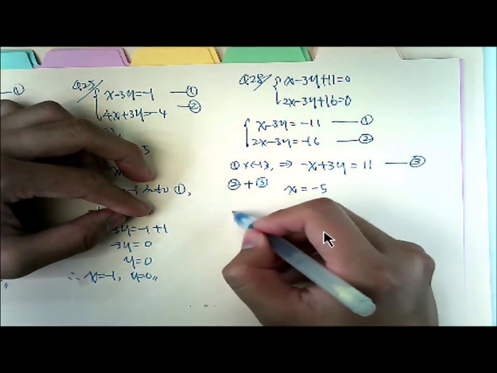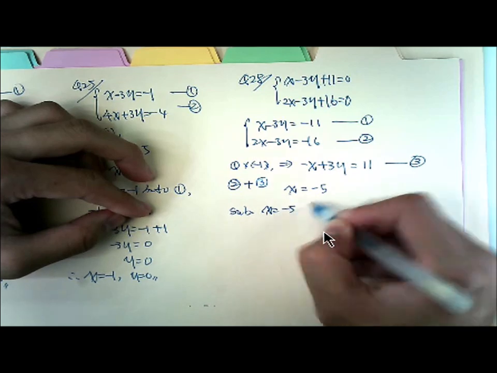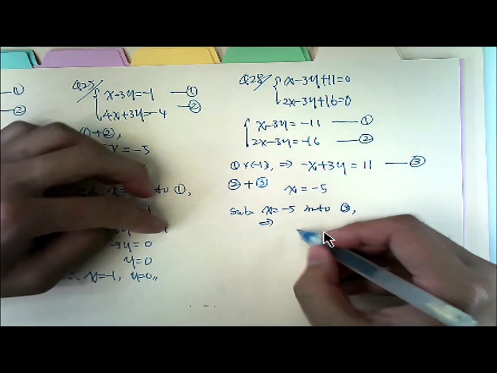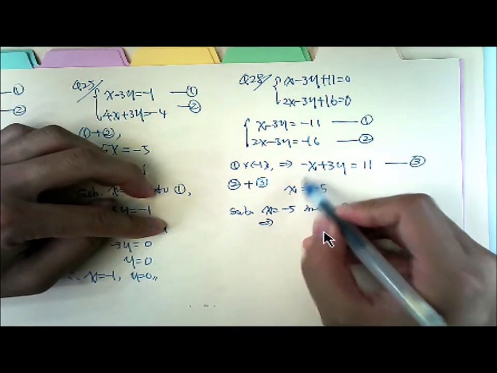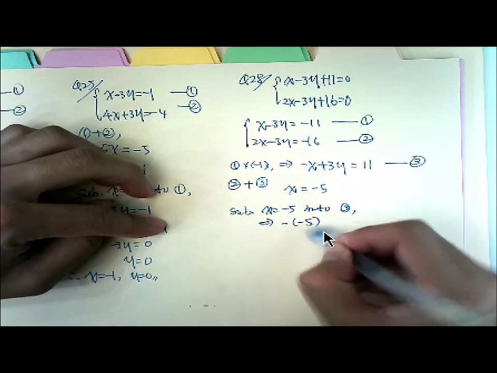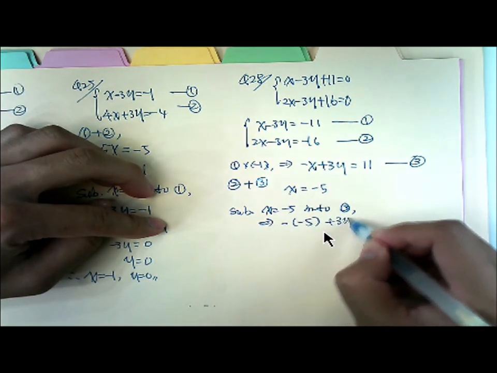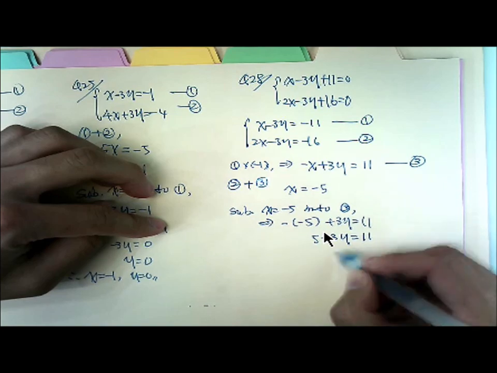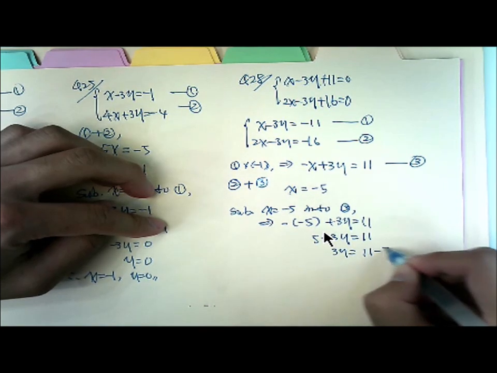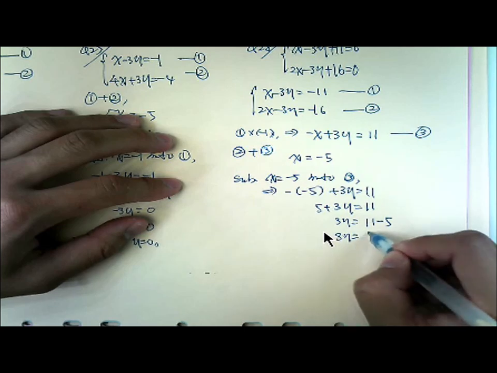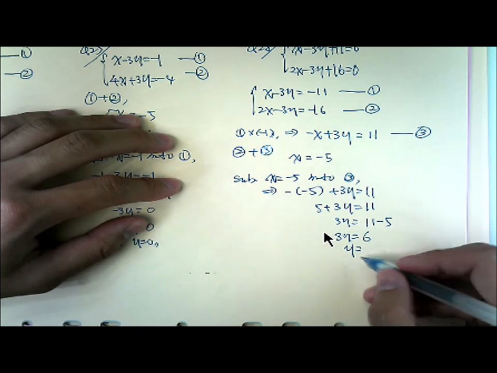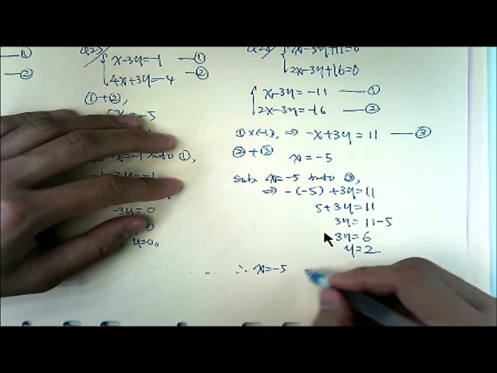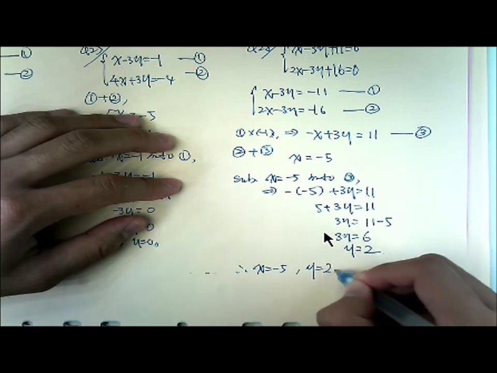So substitute x equals minus 5 into 3. Do not mix up this minus and this minus. It should be like minus and minus, like this. Otherwise you get something wrong. So this will be positive 5 plus 3y equals 11. Move this 5 to the other side and it becomes minus. Understand? 3y equals 6, and then divide both sides by 3. You get y equals 2. So you can make the conclusion: x equals minus 5 and y equals 2.